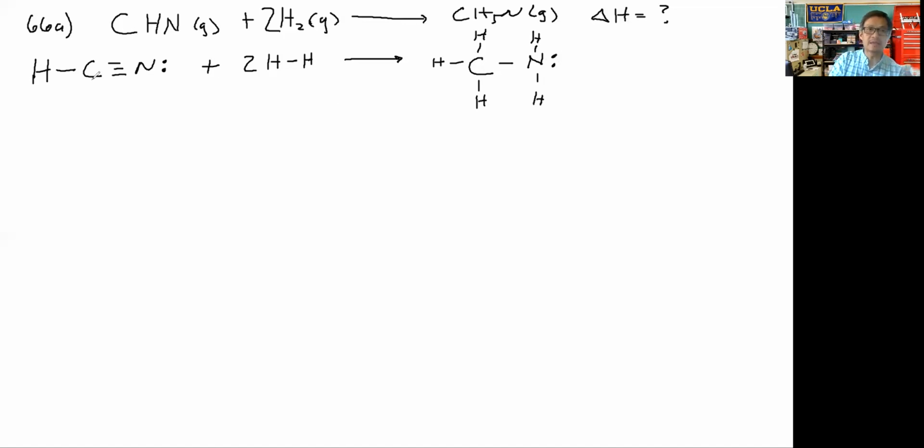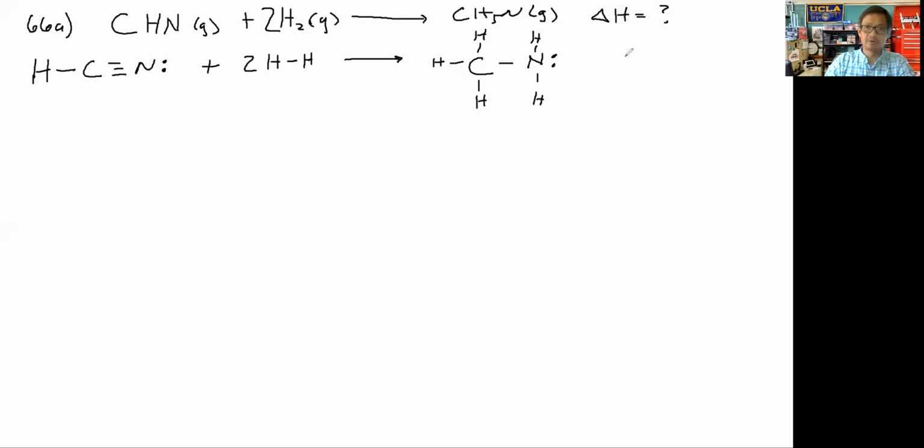They gave us the structure. We need that structure in order to do our calculation. So we'll learn today how to draw these structures. These are the Lewis dot structures that I've been talking about. But for this problem, what you'll need to do is find the bond energies.